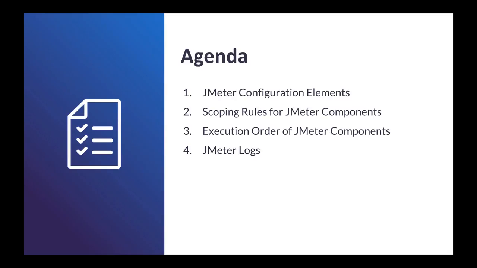So we're going to cover JMeter configuration elements, which really is the last of the basic building blocks in JMeter that we're going to cover. And then we're going to move on to helping you understand exactly how JMeter interprets your test plan. So how do scoping rules work? How does setting a value in one place versus another affect your test plan? And then execution order, which is literally how does JMeter step through your test plan and how do things flow? And then we'll wrap up by looking at JMeter logs.